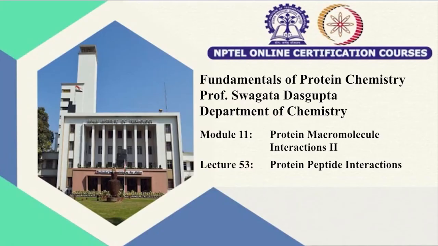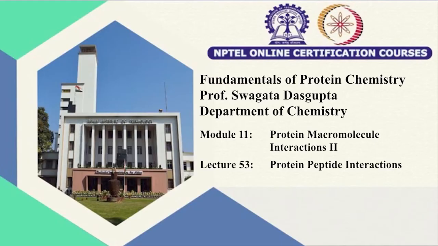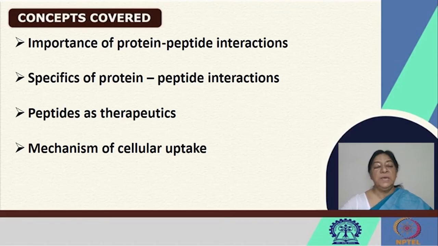In our second module on protein macromolecular interactions, we have discussed protein-protein interactions, looked at the specific domains that are involved, and the types of interfaces involved in these very important complex formations. In this lecture, we will look at protein-peptide interactions with specific examples. The concepts covered will be the importance of these protein-peptide interactions, the specifics, and peptides as therapeutics, and how they can be used for therapeutics in terms of their cellular uptake.